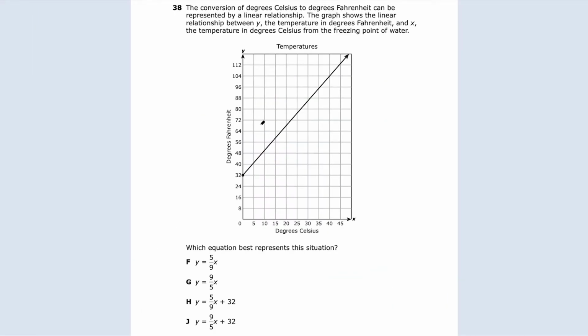Take a moment to read through question 38. So we have the conversion from degrees Celsius to degrees Fahrenheit can be found using a linear function. There's a linear relationship between degrees Celsius and degrees Fahrenheit, and we have a graph of that linear relationship. Y is telling us degrees Fahrenheit. X is telling us degrees Celsius. And we want to know which equation best represents this situation.